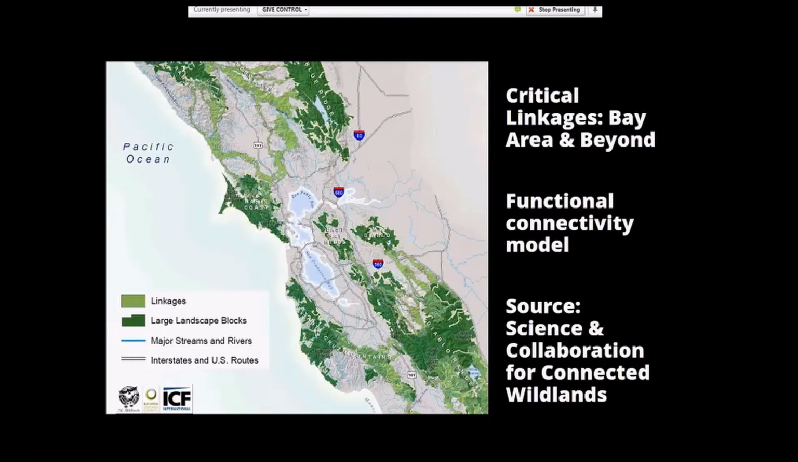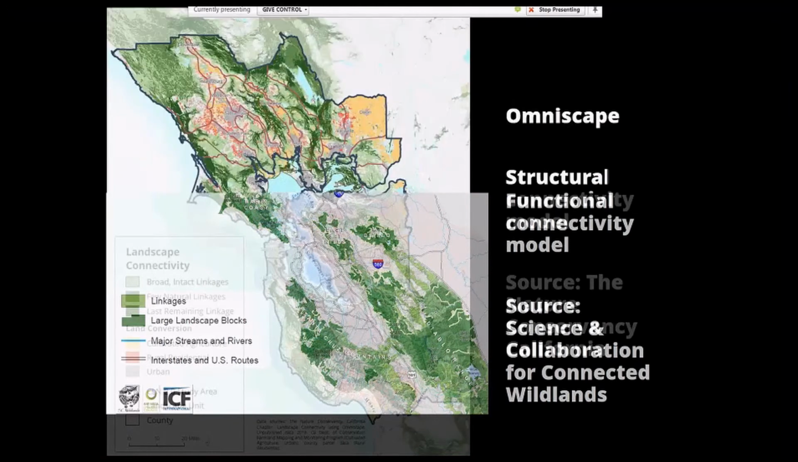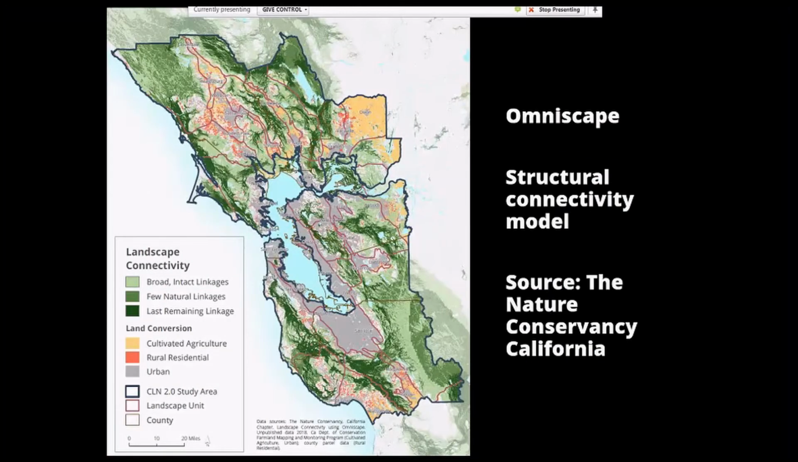Yeah, we looked at the Bay Area Critical Linkages Project, which is a functional connectivity model using least cost paths. We also considered a new product called Omniscape, which is a structural connectivity model that provides multiple paths, and I feel like it's a better representation of the way connectivity really works, getting away from narrow least cost paths. And again, this was provided by our friends at the Nature Conservancy. Next slide.